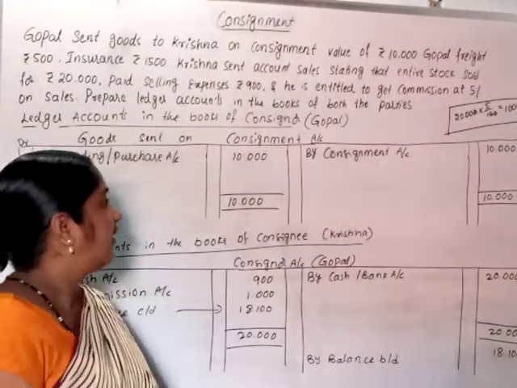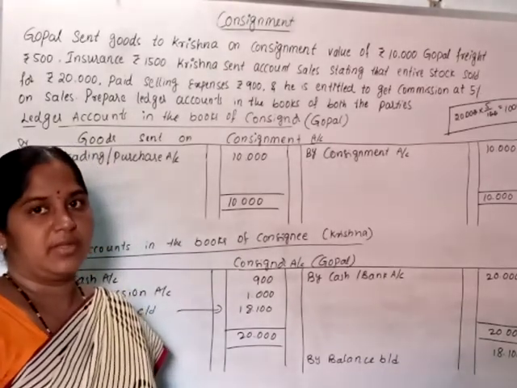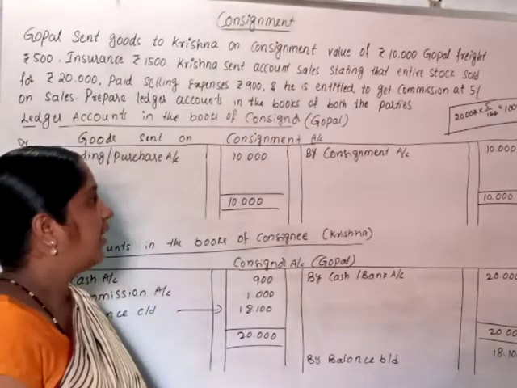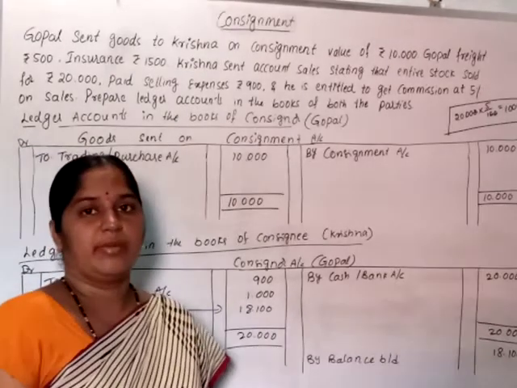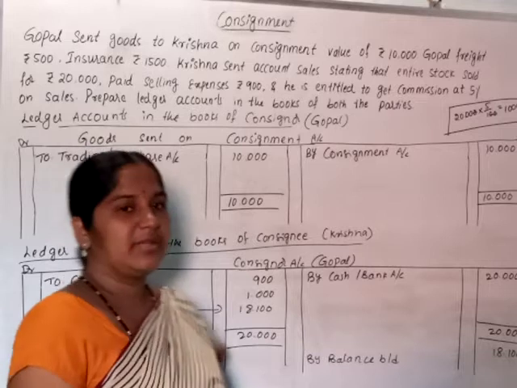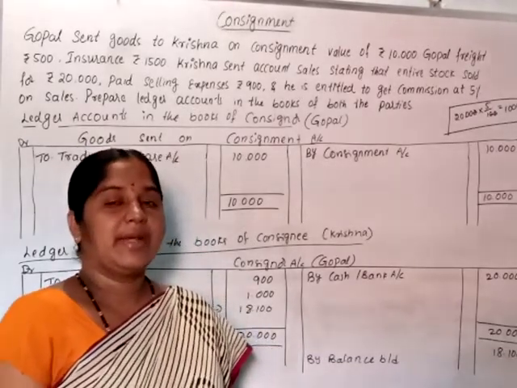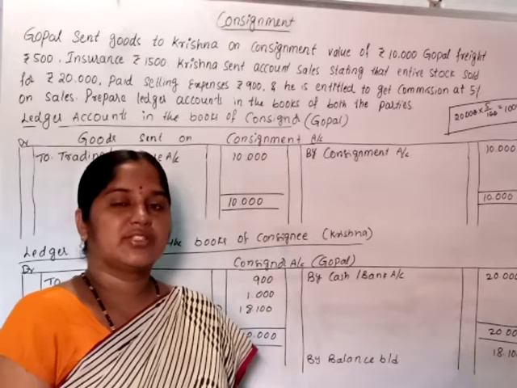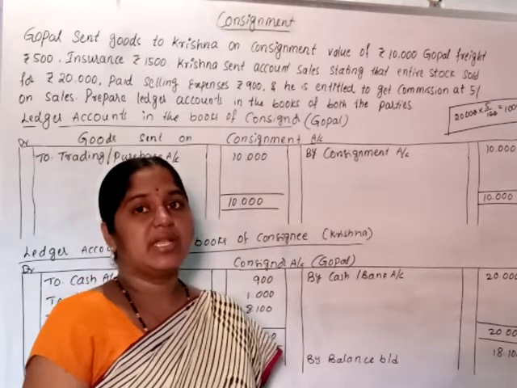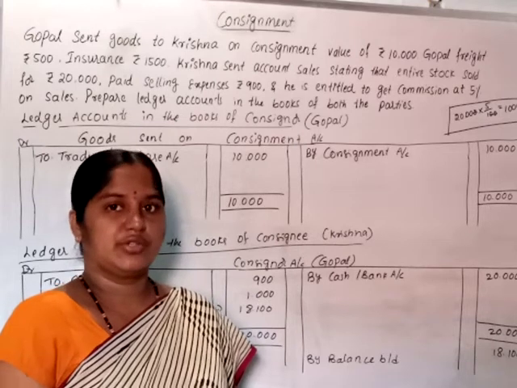Then after that we are getting the unsold stock. After this, we will calculate the unsold stock problem. Up to now, in the problems we calculated, the entire stock was sold by the consignee. But sometimes the entire stock may not be sold by the consignee. Some stock may be left over. That is called unsold stock.